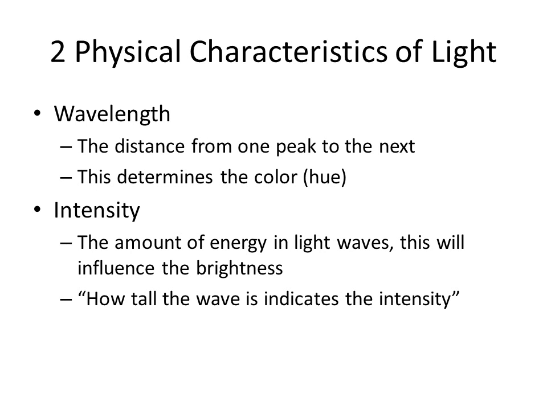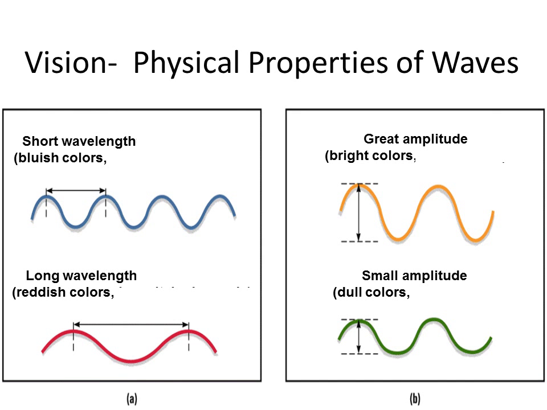There are two characteristics of light you need to know: wavelength and intensity. The wavelength is the distance from peak to the next peak, and this helps us understand color. Intensity is the amount of energy in the light waves. This will influence the brightness, so how tall the wave actually is. Here is an example of the different properties of waves.